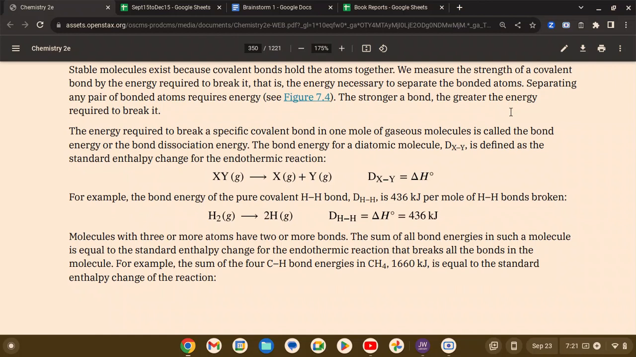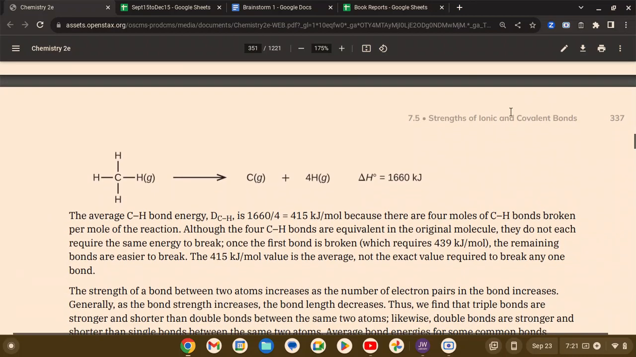Molecules with 3 or more atoms have 2 or more bonds. The sum of all bond energies in such a molecule is equal to the standard enthalpy change for the endothermic reaction that breaks all the bonds in the molecule. For example, the sum of the 4 C-H bond energies in methane, 1,660 kilojoules, is equal to the standard enthalpy change of the reaction.